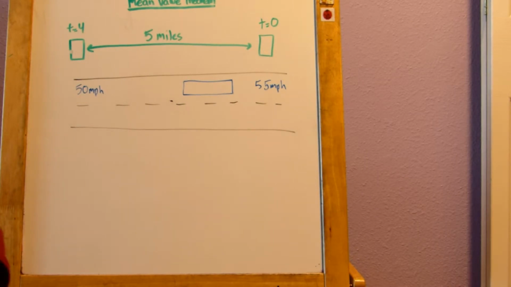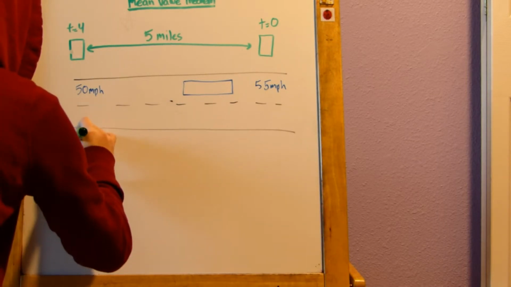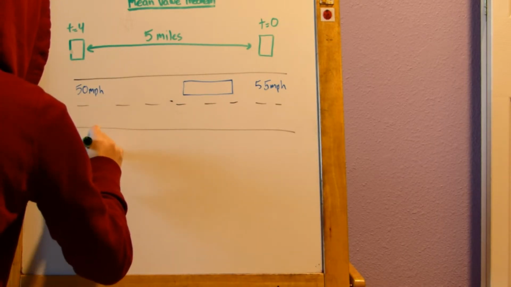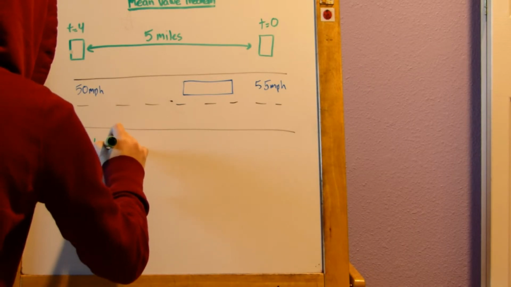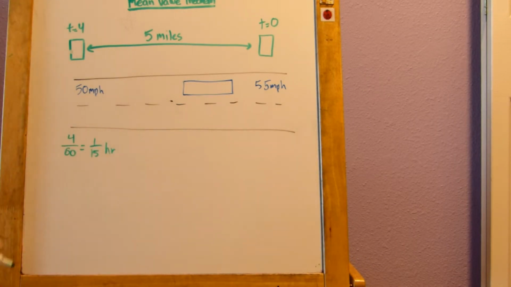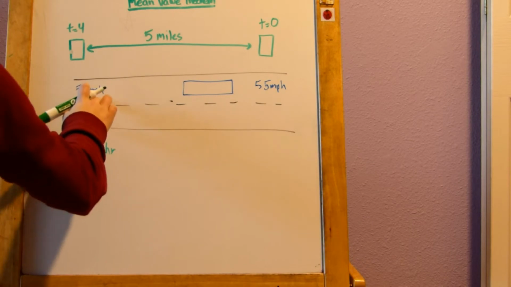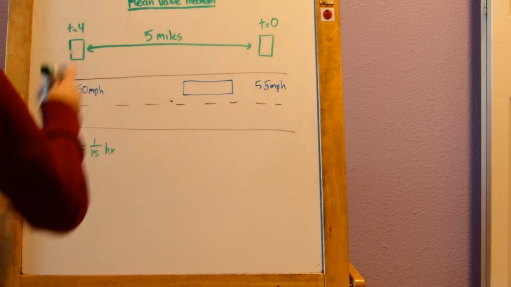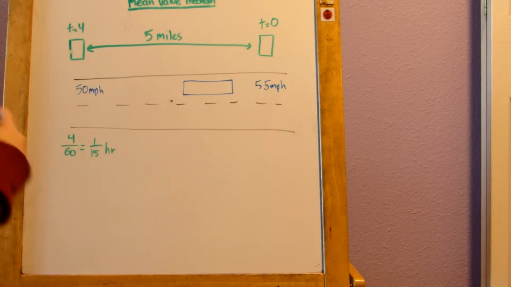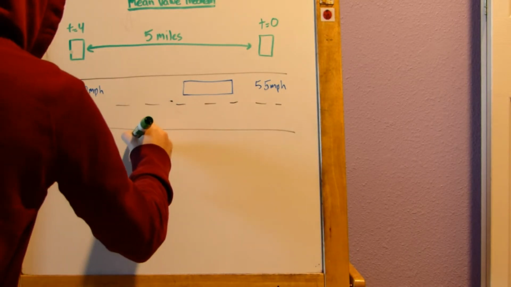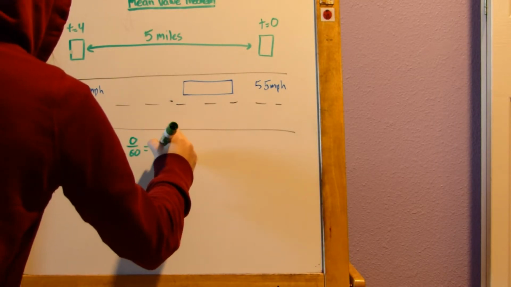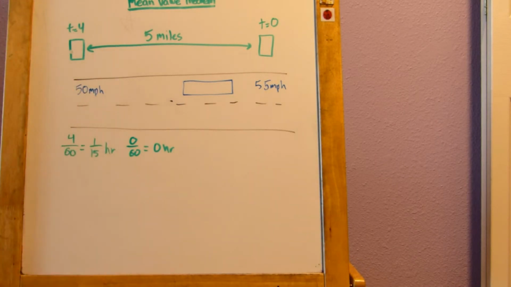0 minutes. So, the first step we have to do is convert from minutes to just hours. So, 4 minutes out of 60 is 1/15 of an hour. Because right now we have miles per hour, we have miles, it has to be hours, it can't be minutes. Then we have 0 over 60, I guess I'll write it down, it's just at time 0 hours.